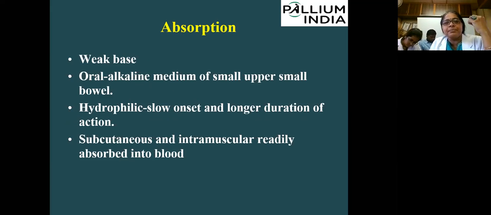Next slide, please. And where does this drug get absorbed when you take it orally? It is in the alkaline medium of the upper small bowel. It is a hydrophilic drug, so it takes a little longer, but that is where the absorption happens. And if this drug is given through the subcutaneous or the intravenous route, it is readily absorbed. Next slide, please.